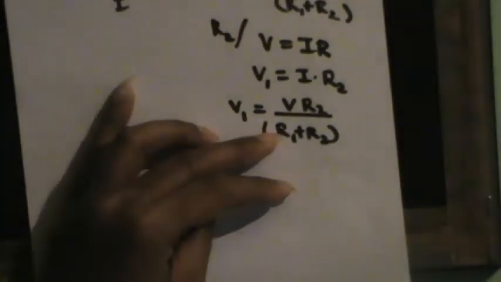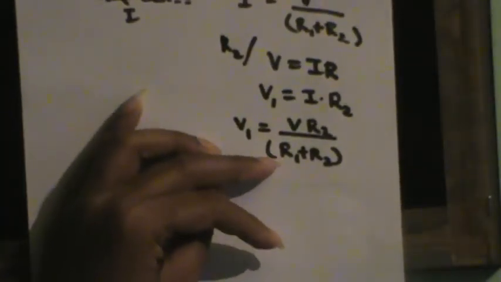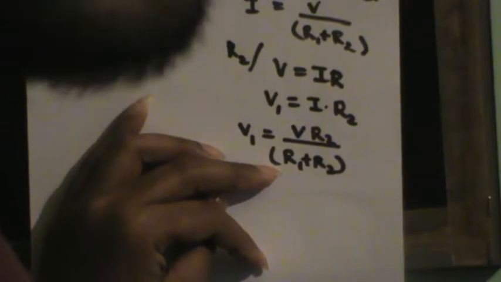So the potential divider divides the voltage between these two resistors. Alright, so that is the concept of the potential divider.